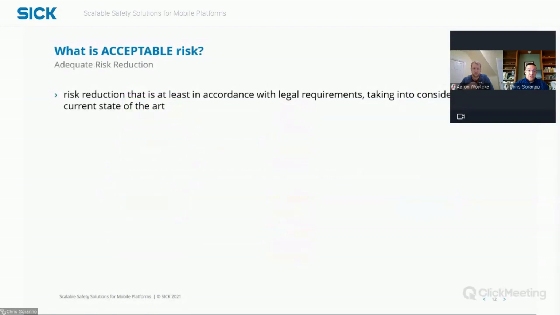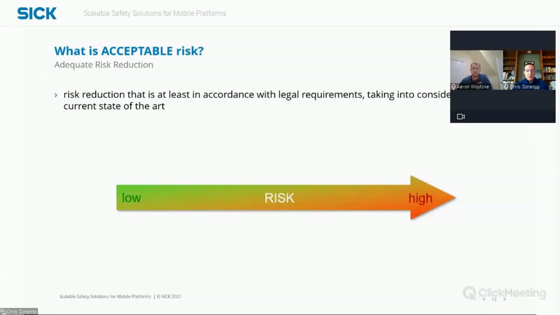So that then leads us into what is acceptable risk. It sounds very subjective. It's defined as shown on the screen here. It's at least in accordance with legal requirements, and it takes into consideration state of the art. Still seems a little vague to some people, but essentially, to simplify this, we know risk is on a scale. There's low risk and there's high risk.